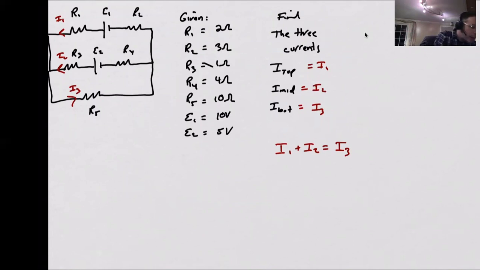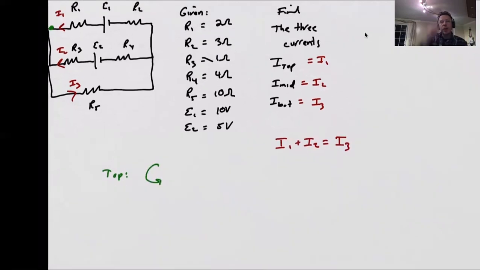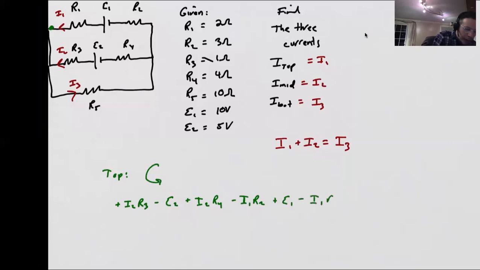Okay, I'm going to start from the top left like I always do, and I'm going to do the top loop first, going in this direction. Starting there, I come down. The first thing I encounter is a resistor R3, but I'm going against the current, so I pick up an I2 R3. I go against the battery E2, I pick up an I2 R4. I lose an I1 R2. I pick up an E1 and I lose an I1 R1.